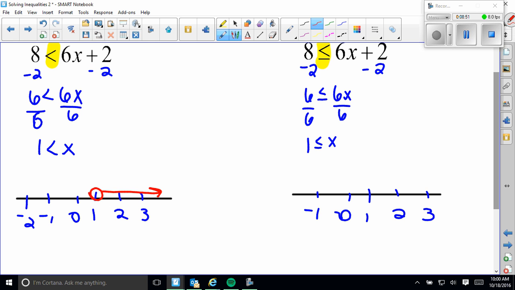However, over here on the right, 1 is included, and that is represented by the line underneath the inequality sign. We represent that with a closed circle. Once again, all our values are greater than 1, but our answer can be 1. So there's a difference. On the right, our answer can be 1. But on the left, our answer cannot be equal to 1.